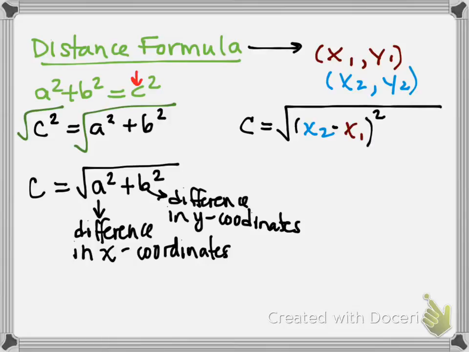I'm going to square that, because that's what it says, a squared. So this represents your a, right here. And then we're going to add to that the y sub 2 minus the y sub 1. And we're going to square that, because that represents the b values, the difference in the y's.